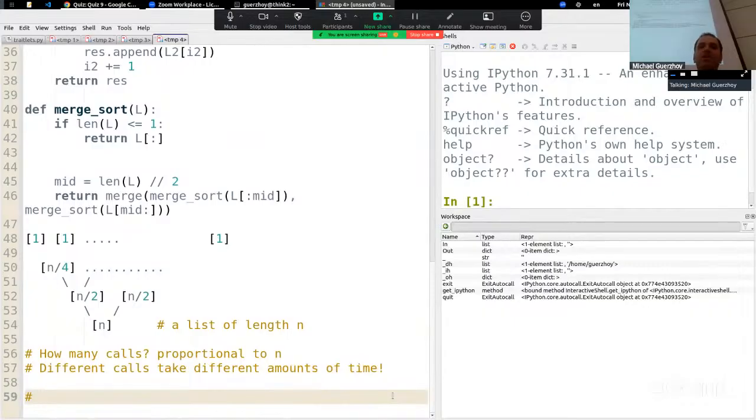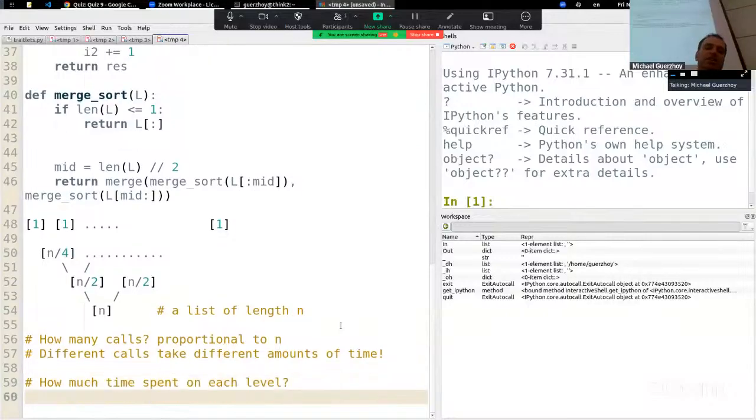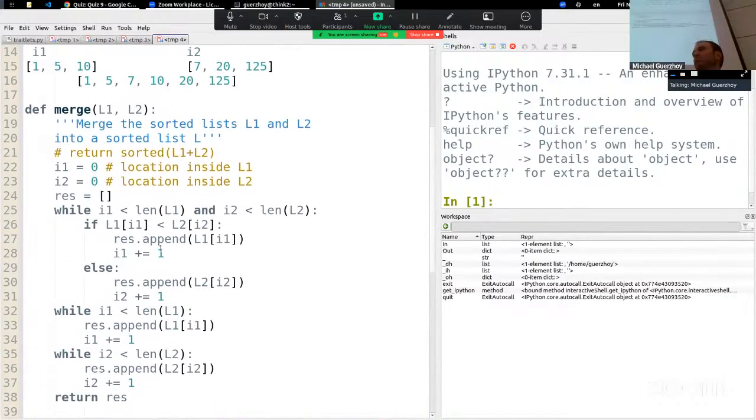Okay. So the trick here is, we answered how many calls, but that doesn't answer how much time. What does answer how much time is, how much time is spent on each level? And the answer is merge takes time proportional to length L1 plus length L2, right? That's just because all we are doing here is eventually appending length of L1 plus length of L2 elements, right?